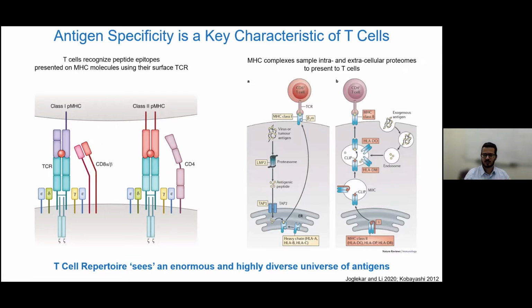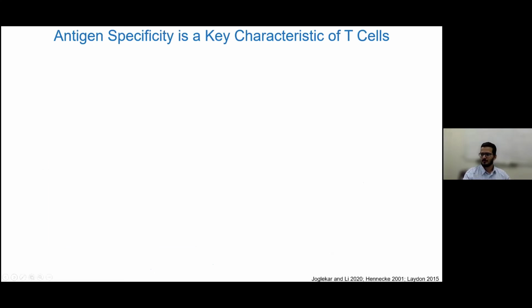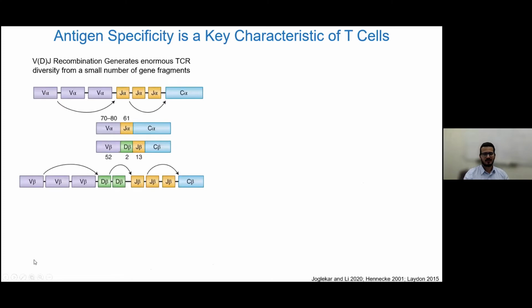depending on the context. So what's available to T cells to see is this enormous and highly diverse universe of antigens. So how do T cells actually recognize and respond to all these different antigens? And the answer is that they generate an equally enormous diversity of T cell receptors.